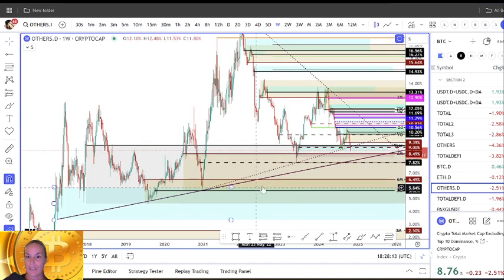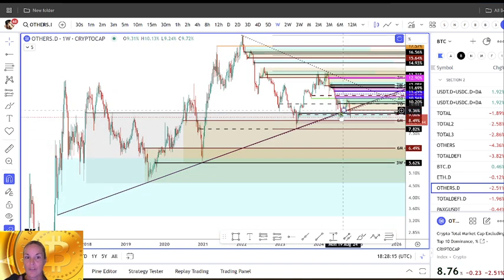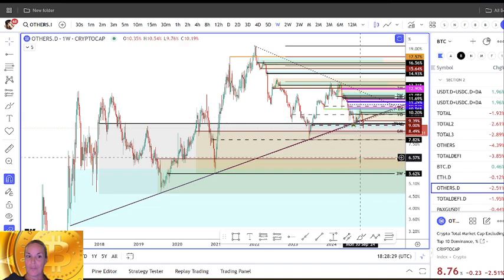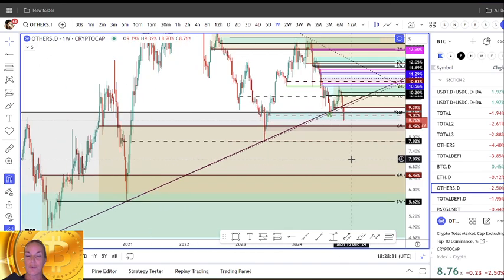On the linear scale, we're still inside, but on the log scale, we're starting to see that breakdown there, which is slightly worrying. And then the other problem I have now is that there aren't really good levels of support. So potentially here, I'm looking for a retest on that 6 month level, but that's really a long way down for others' dominance, and alts have died so much already.